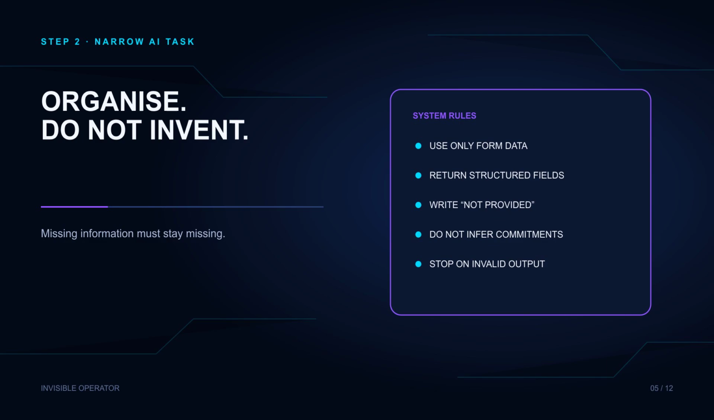The AI step has one narrow job: organize the form response. That's it. The prompt says, use only the supplied form data. Return structured fields for the objective, deliverables mentioned, deadline, risks, missing information, and a 2-sentence acknowledgement. If something is missing, write not provided. Don't infer commitments, don't invent prices, don't make updates. Structured output is easier to check and easier to route than a polished paragraph.